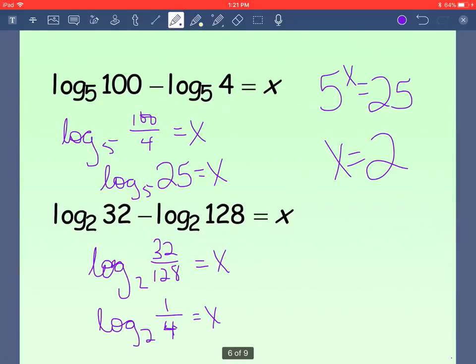So 2 to the x power equals 1/4. Going from a whole number to a fraction, I know my exponent has to be negative. So 2 to the second power is 4. So 2 to the negative second power would be 1/4. So x equals -2.